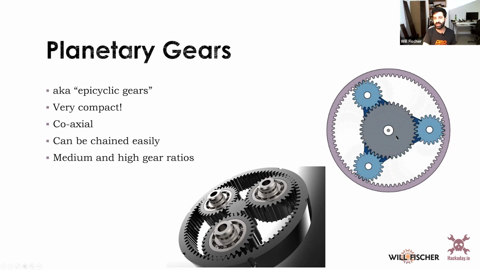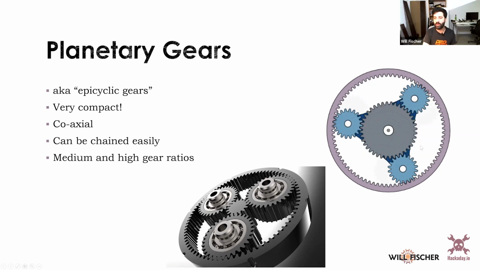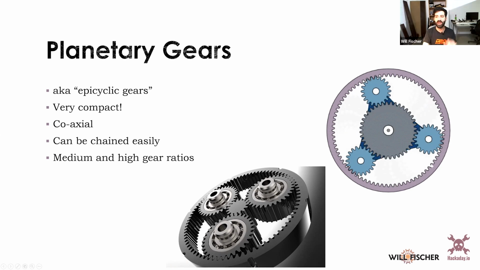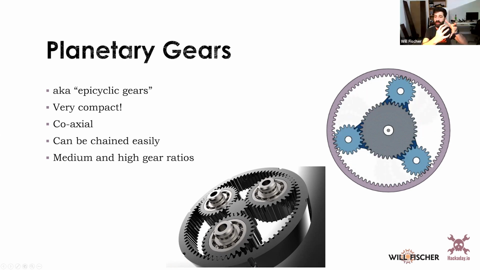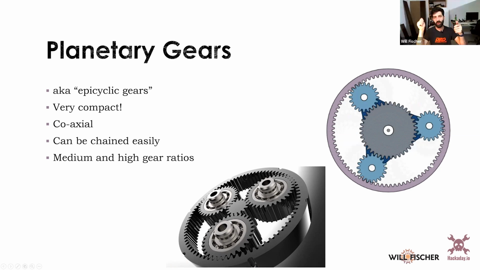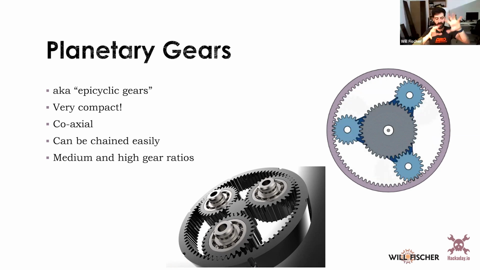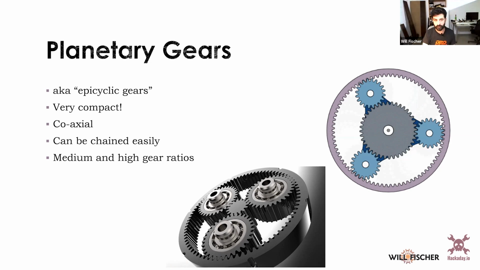So you can understand, if I keep this same drive gear, but I now fix my planet gears, my annular ring will start to rotate as well. And I can do this by braking different things to get different rotations out of them.